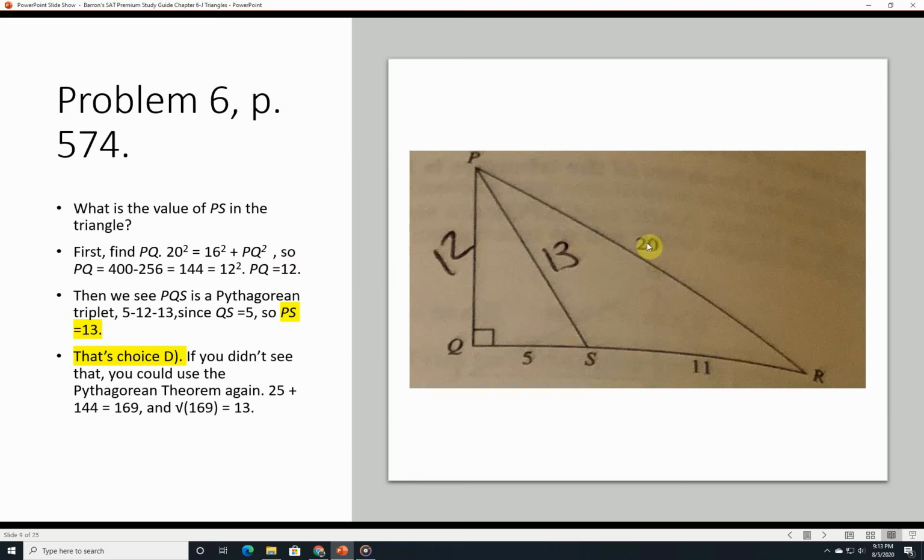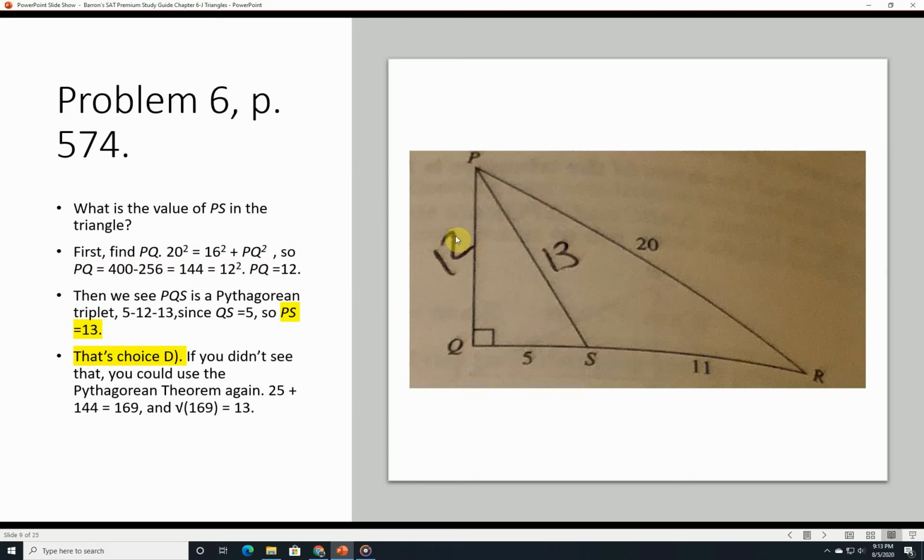This is obviously the hypotenuse, the side across from the right angle, it's the longest side. So 20 squared is 400. And 11 plus 5 is 16, so 20 squared is equal to 16 squared plus PQ squared. So that's going to be 400 minus 256 equals 144, which we know is 12 squared. So PQ is 12. Are we done? No, because they're asking for PS.